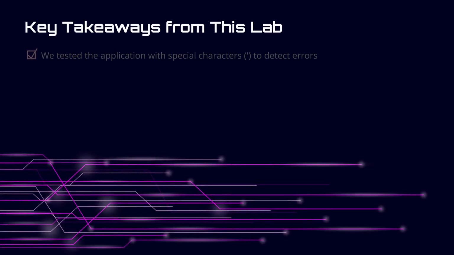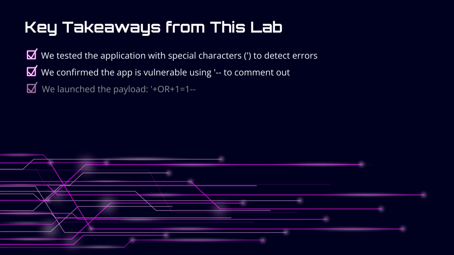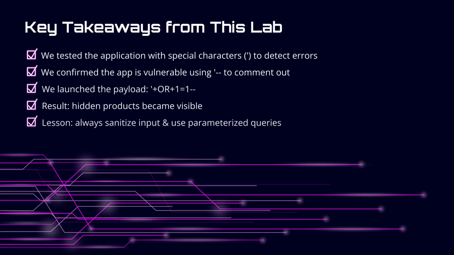Let's summarize what we accomplished in this lab. First, we tested the application with special characters like the single quote, which triggered an internal server error, a strong sign of vulnerability. Then we confirmed our suspicion by using a payload to close the string and comment out the rest of the query. Next, we launched the full payload, single quote plus OR plus 1 equals 1 dash dash, which forced the query to return all products. As a result, previously hidden items became visible. The main lesson here is clear. Applications must sanitize input and use parameterized queries to prevent SQL injection.